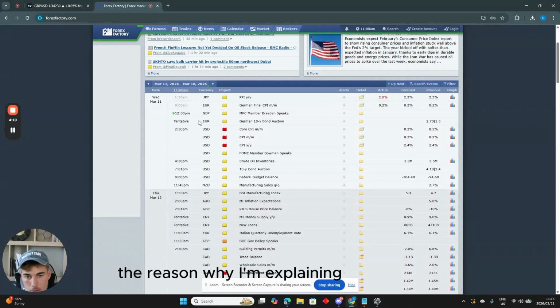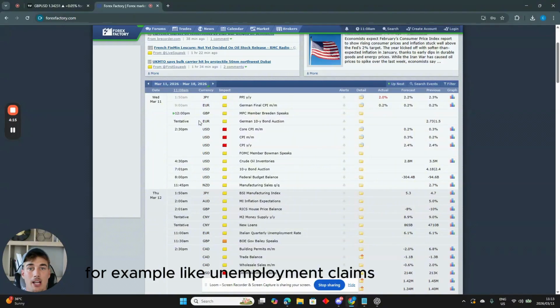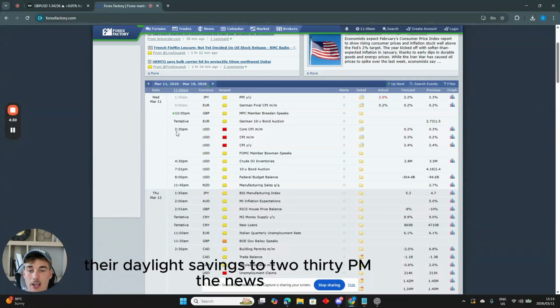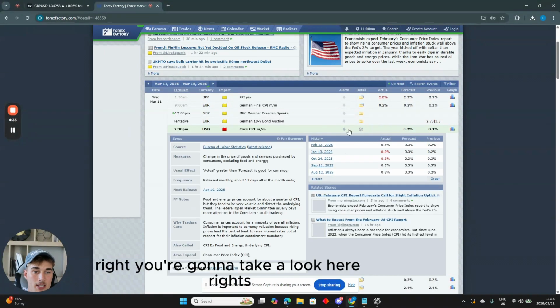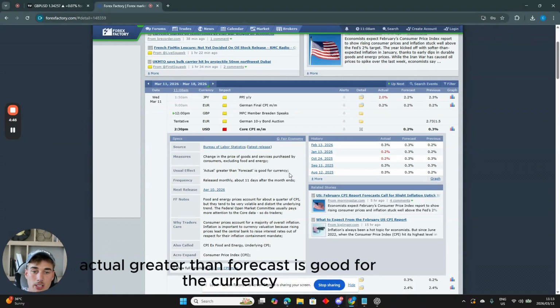Now, the reason why I'm explaining this is so that you can go into bigger major news events, for example, like unemployment claims, CPI, NFP, PPI. These are all very important things. So we can clearly see here, due to the daylight saving shift in March, it happened on the 9th of March, the US switched their daylight savings, so the news is at 2:30 p.m. Core PPI, if you don't know what it is, take a look here: change in price of goods and services purchased by consumers, excluding food and energy. Actual greater than forecast is good for the currency.